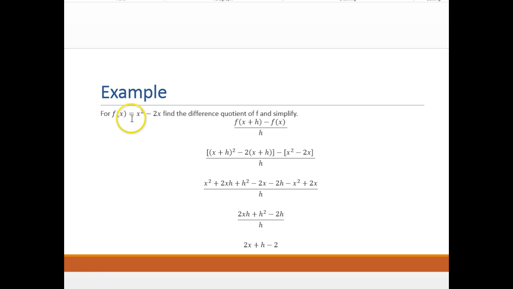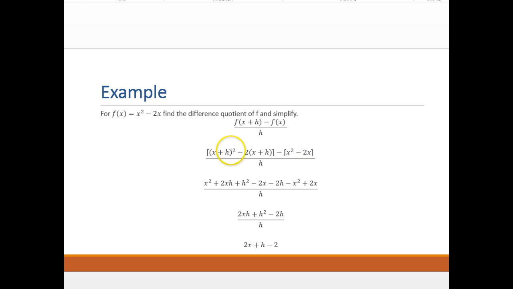Let's look how this works. If I have a function f of x equals x squared minus 2x, I want to find the difference quotient of x and simplify. So I have f of x plus h minus f of x all over h. When I evaluate this function for x plus h, I'm going to put in x plus h everywhere I see an x. So this is x plus h squared minus 2 times x plus h. This is what I have here, x plus h squared minus 2 times x plus h minus, remember I put everything in brackets. I could use parentheses as well. Brackets mean the same thing when I'm trying to separate functions. Minus x squared minus 2x.